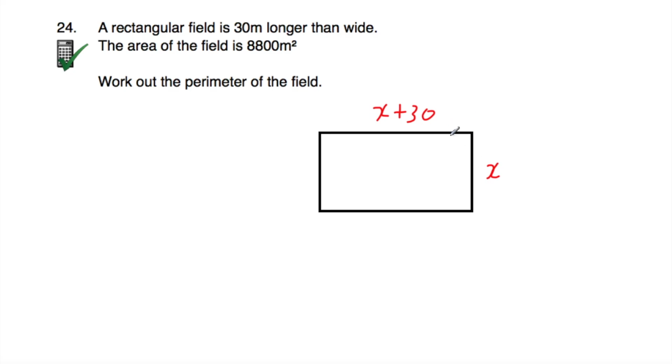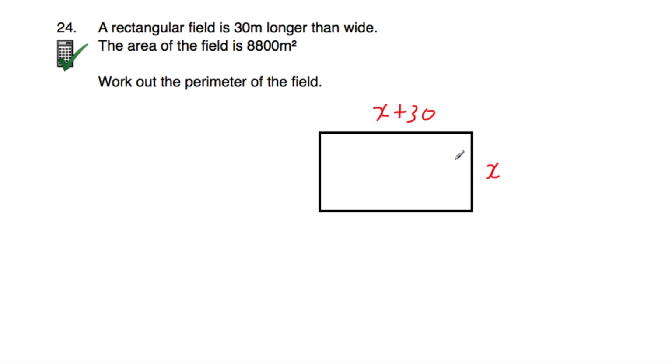Now we could, if we wanted to, call the length of it x and the width of it x minus 30, and that's fine, but whenever you solve it, you're going to find x being the length rather than the width. Whenever we solve this equation, we're going to find out x, which is the width of it, and then we might need to add 30 to find the length. So that's fine in terms of which way you set it up. It just means that you might find x being either the length rather than the width.